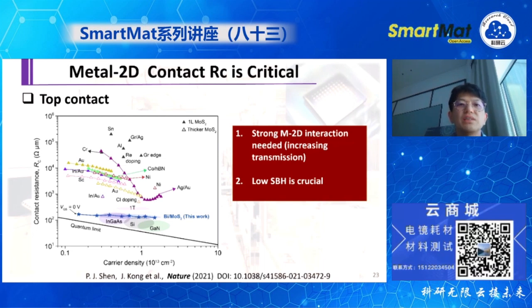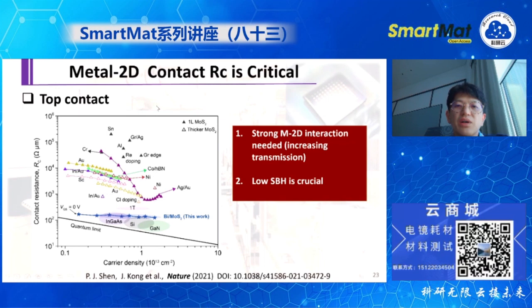For the device, metal and 2D contact resistance is very critical. Recently we have shown, together with MIT, Jing's group, that if you find a better, more suitable metal, the bismuth and MoS2 contact can be pretty good. Although they are not really close to quantum limits, this is much better. It is already much better compared with all published results in literature.